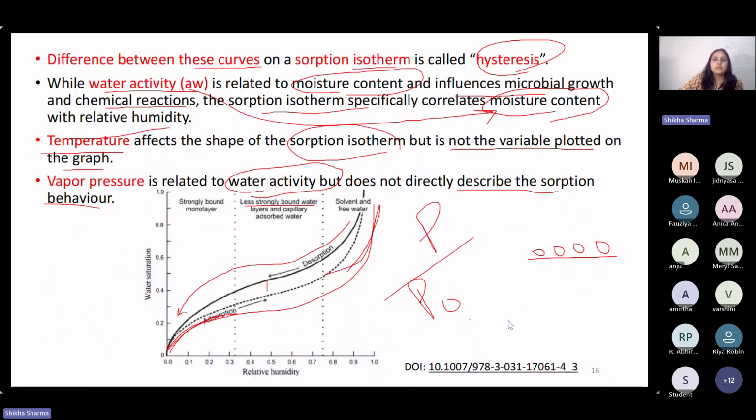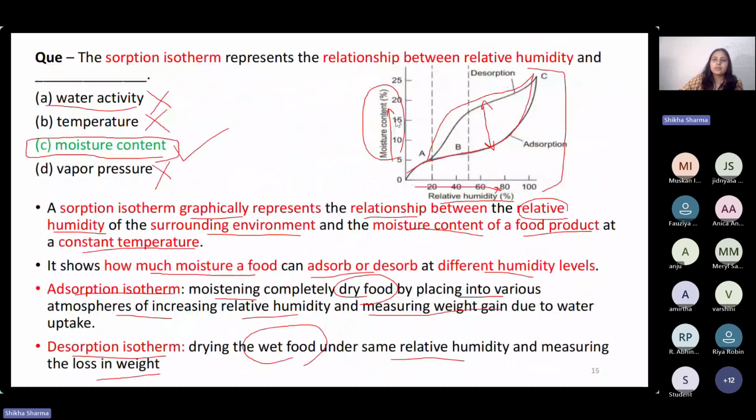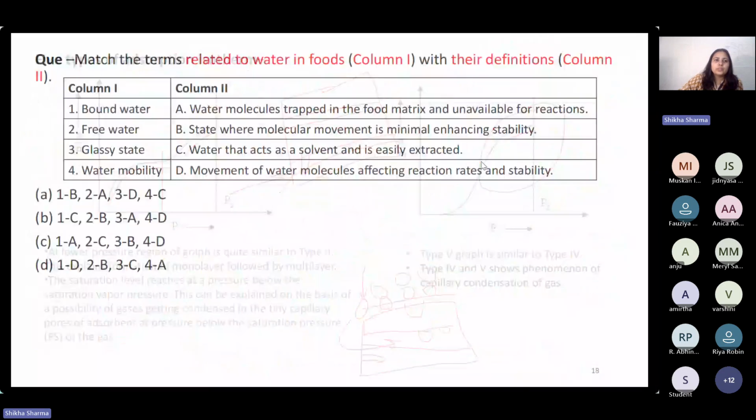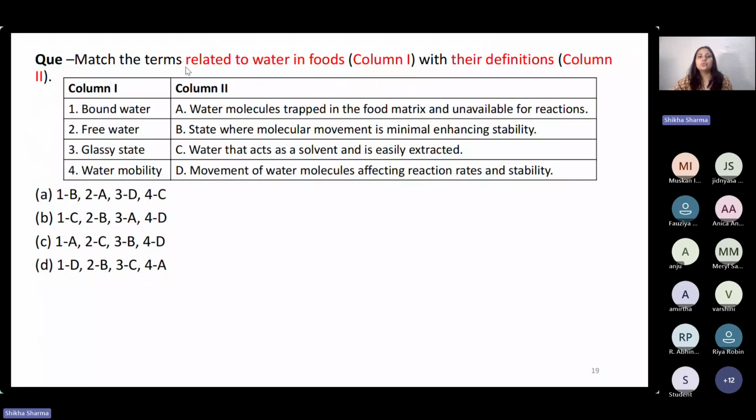So in this question, the answer is moisture content, that the relationship between the relative humidity and the moisture content is sorption isotherm. Is this question clear to everyone? Can we move to the next question? Match the terms related to water in food, which are 4 different terms: bound water, free water, glassy state, and water mobility. In the second column, their definitions are given.